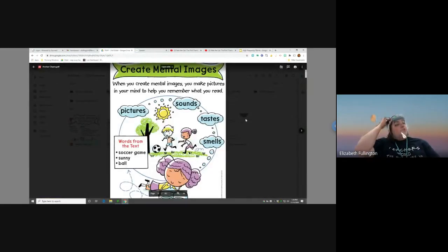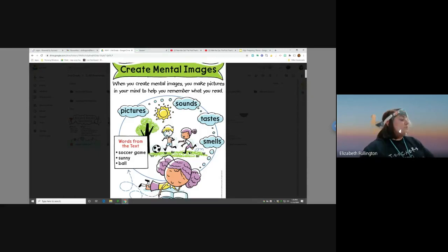All right, so we're going straight into our skill, and we're going to read our story. So our skill for today is to create mental images. So Aiden, do you want to read the top part right here underneath the green banner? Go ahead and read that for us. Roy and Landon, let's please listen. When you create mental images, you make pictures in your mind to help you remember what you read.